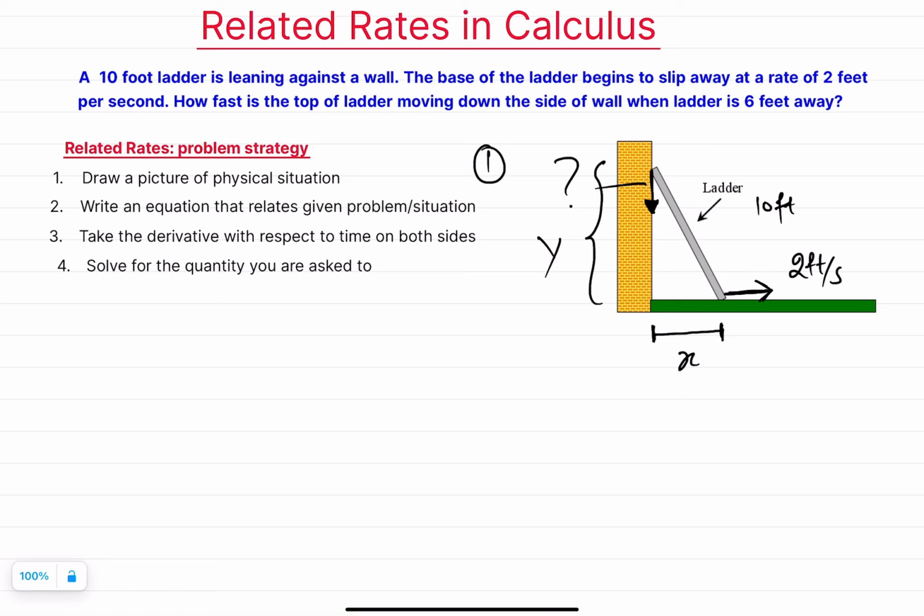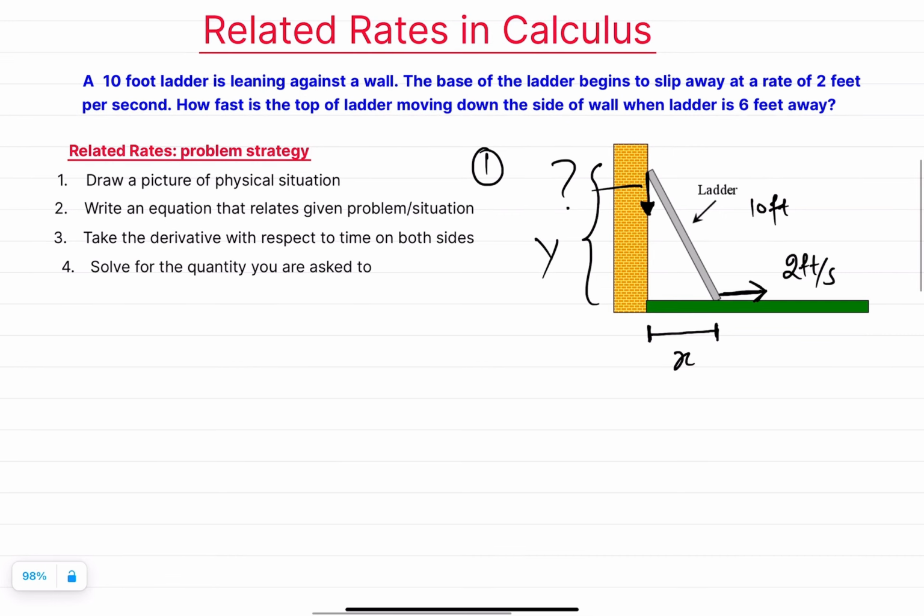The second part is to write an equation that relates the given problem. We know that the ladder forms a right angle triangle with the wall and the ground. So for a right angle triangle, we have x square plus y square is equal to hypotenuse square, that is 10 square.